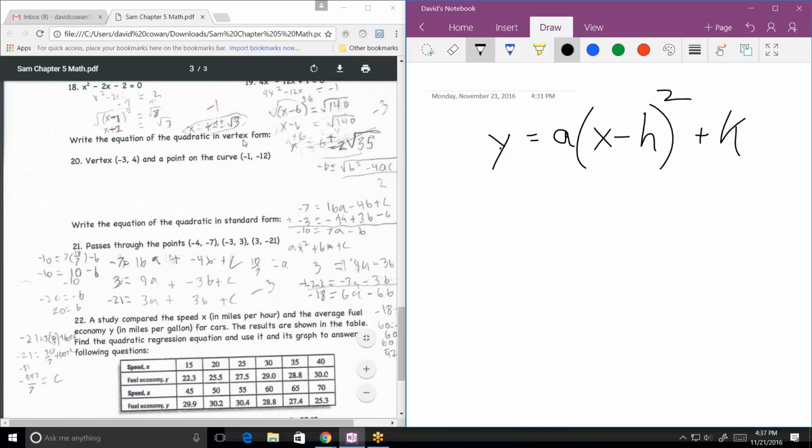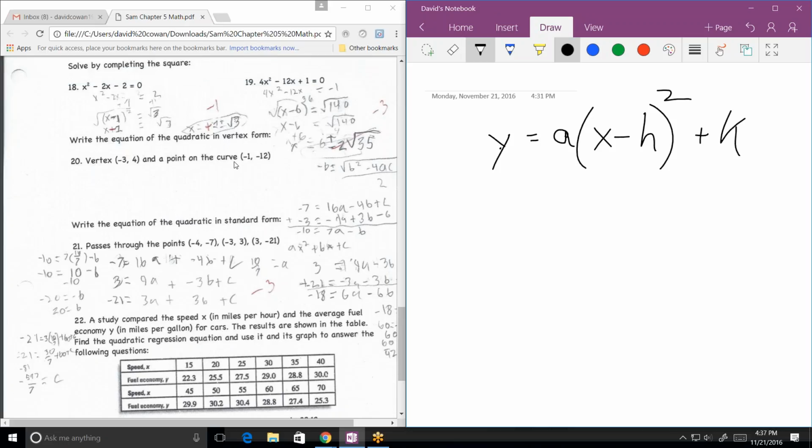Well, this is the format. So what can we fill in? What do we know about the curve so far? The vertex and the point of the curve. Okay, we've got 4 variables here. We've got A, H, and K. Those are the 3 we're going to need to solve for, 3 variables. Okay, do we know any of them at this point?